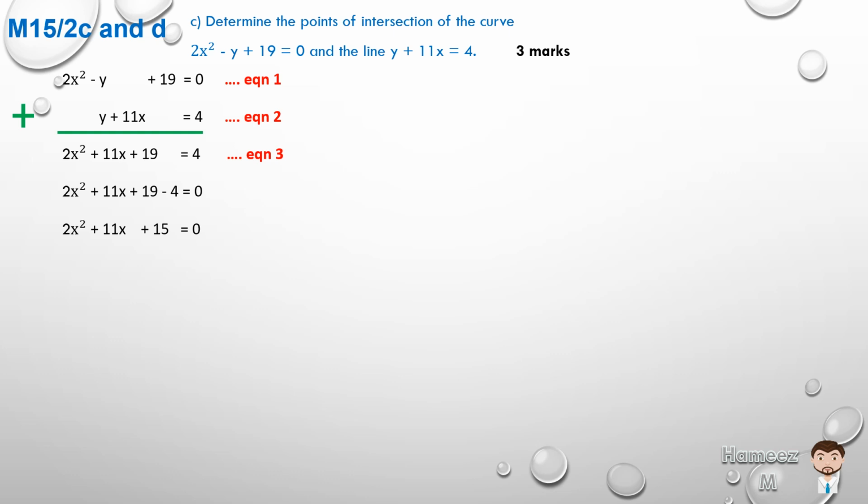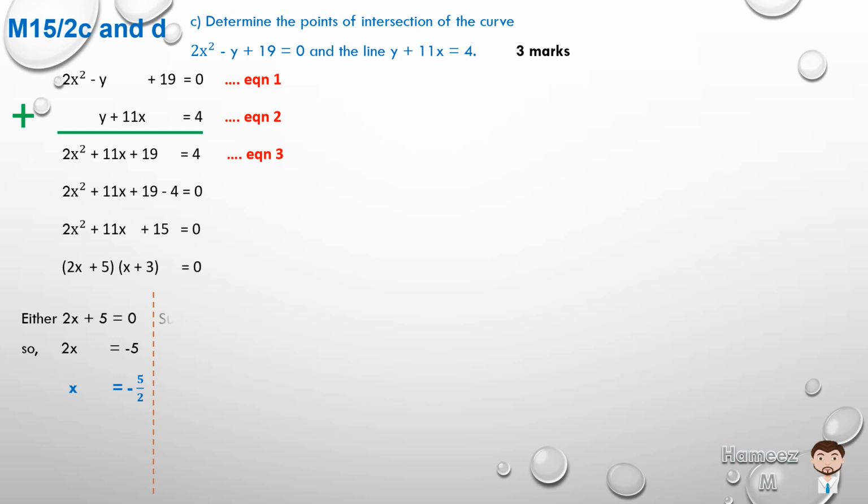And we're doing that because when we're solving for a quadratic equation, we want to make sure that one side of the equation is 0. And in this form, we can now factorize. So we're going to get 2x plus 5 by x plus 3 is equal to 0. Either 2x plus 5 is equal to 0. So that means that 2x is equal to minus 5. So x is equal to minus 5 over 2.